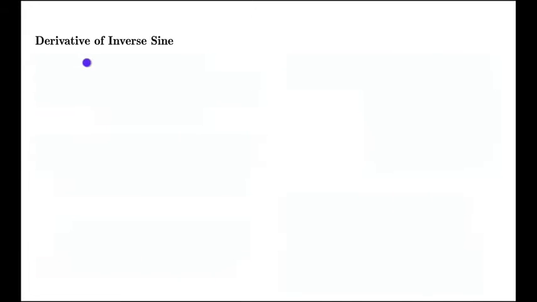Now let's look at the derivative of another inverse trig function, the derivative of inverse sine. We will do so by finding the derivative of the inverse sine of x squared. So notice here I've used a different notation for our inverse trig function.